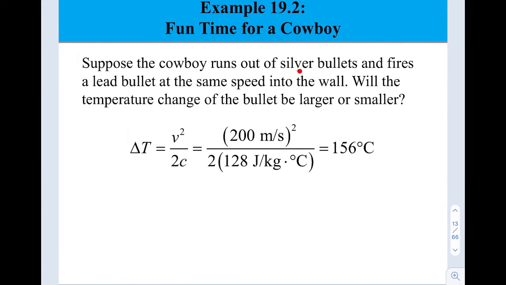Suppose the cowboy runs out of silver bullets and fires a lead bullet at the same speed into the wall. Will the temperature change of the bullet be larger or smaller? Repeat the same calculation, but replace the C here with that for lead. You will have a different answer.